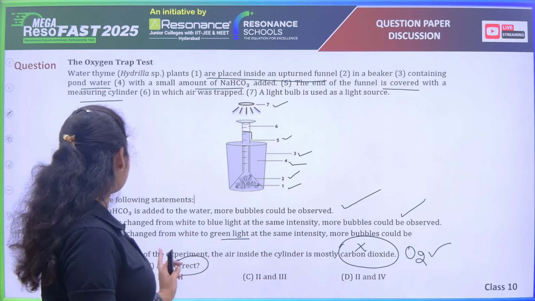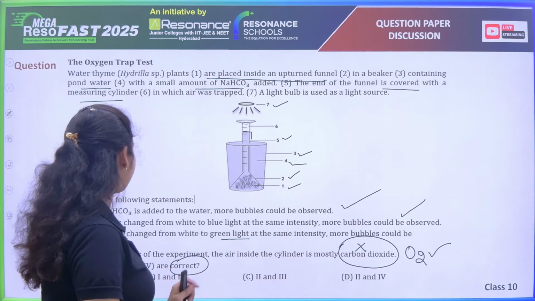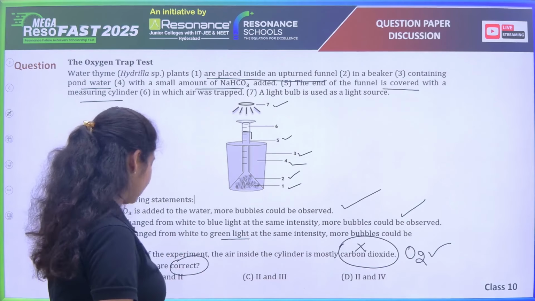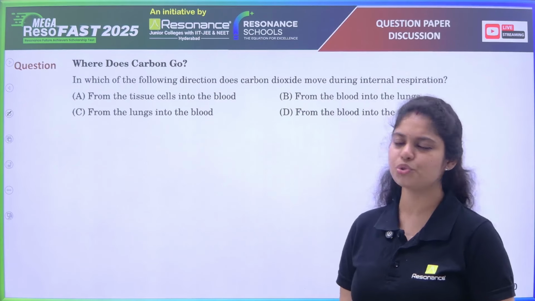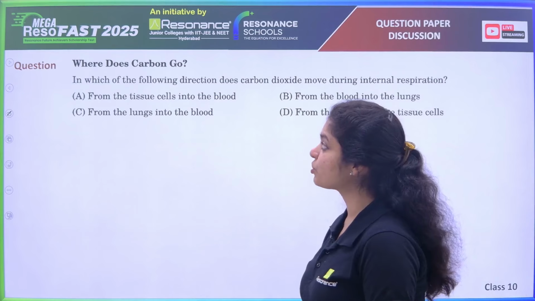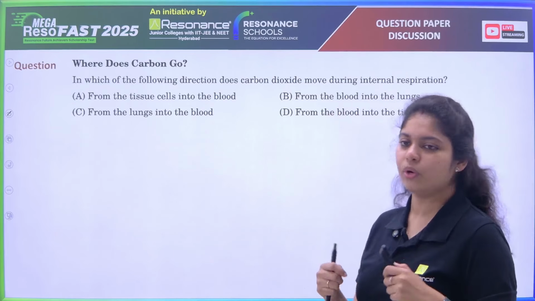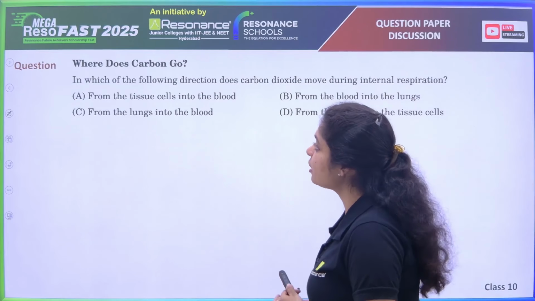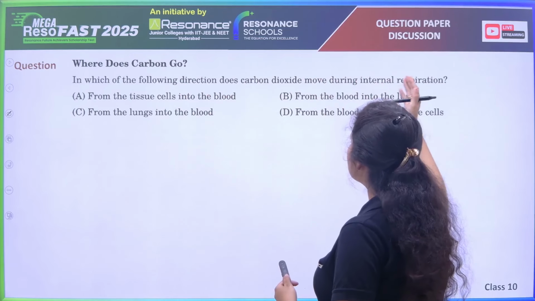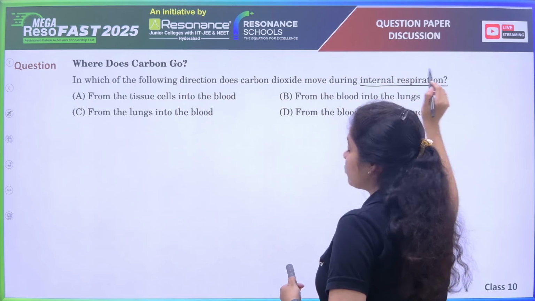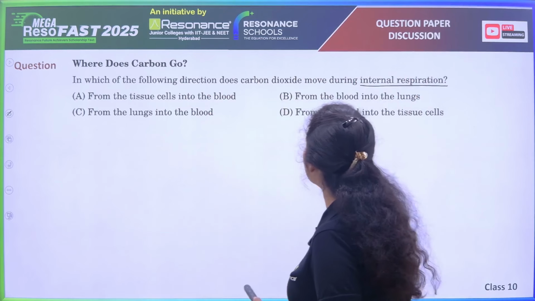So they are asking which of the following statements are correct. So the correct option would be B, which says 1 and 2. Coming to the next question, where does carbon go? Here in the question they are asking in which of the following directions does the carbon dioxide move during internal respiration. What is internal respiration?